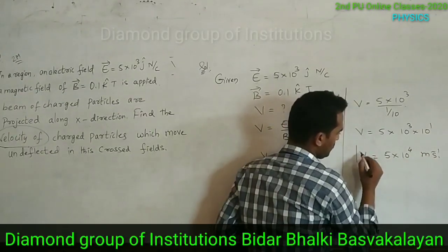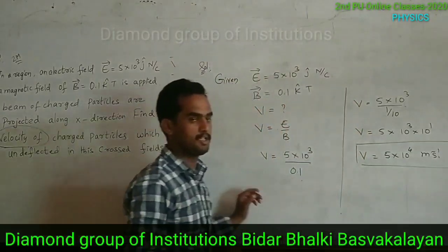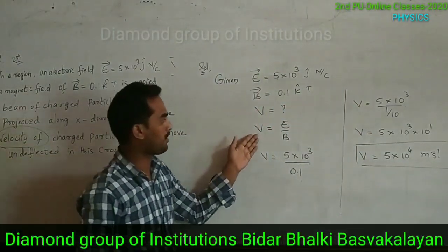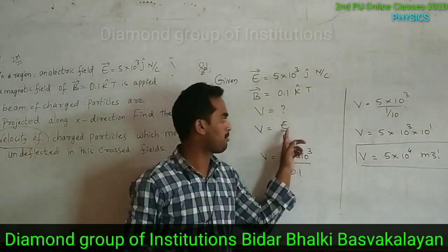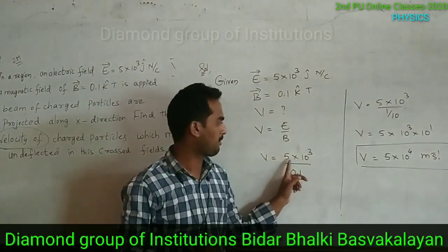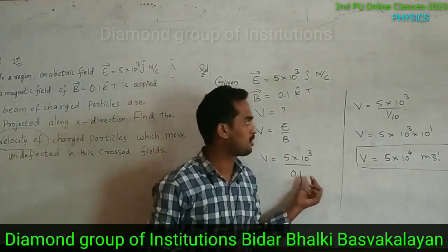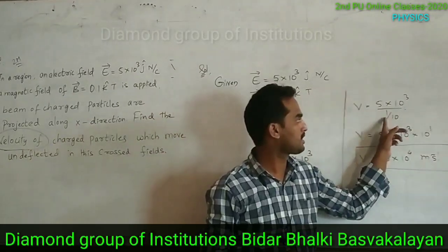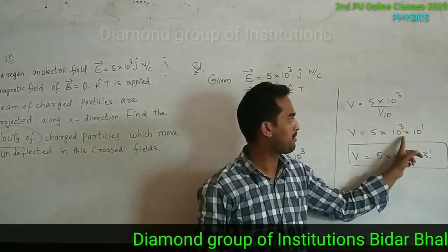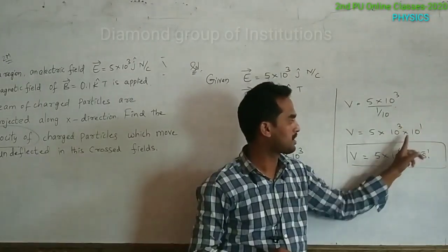So this is a simple problem which is asked in previous question. So see here, formula V equal to E by B. E means electric field, B means magnetic field, 5 into 10 to the power of 3 by 0.1. So 0.1, we can write it as 1 by 10. So that 10 goes to numerator. That means 10 power, already plus 3 is there, 10 power 1 is there, 3 plus 1 becomes 4.